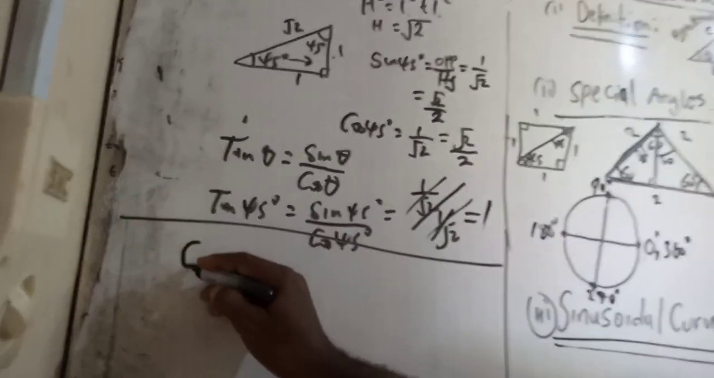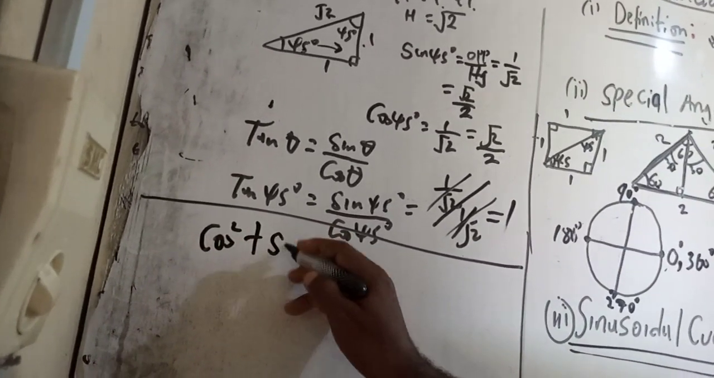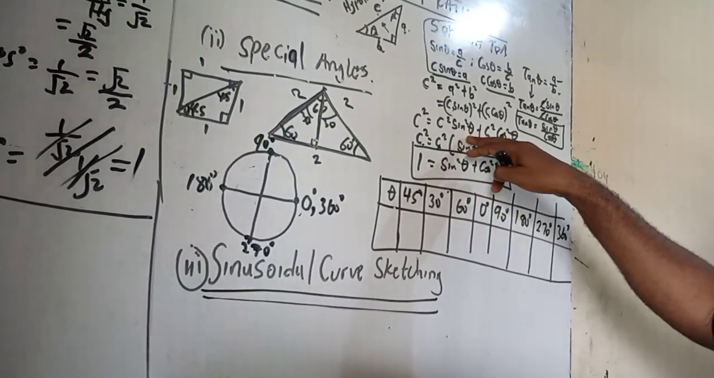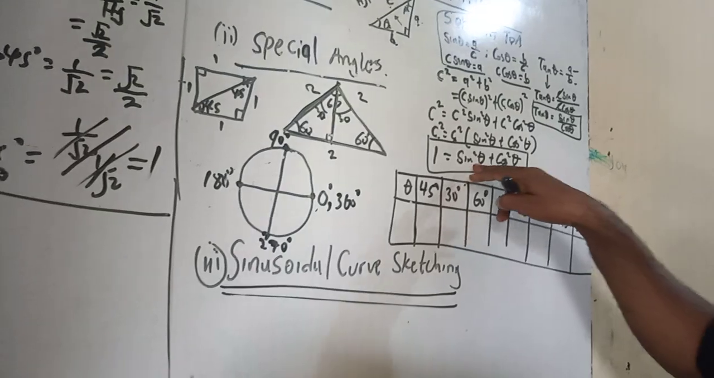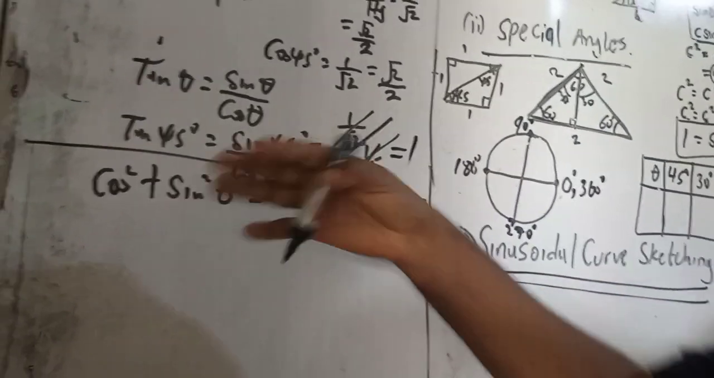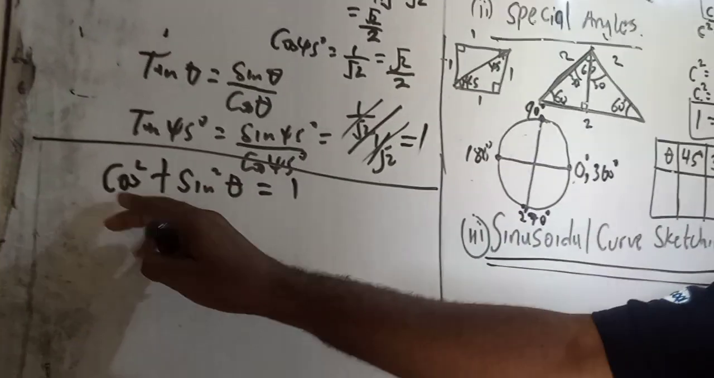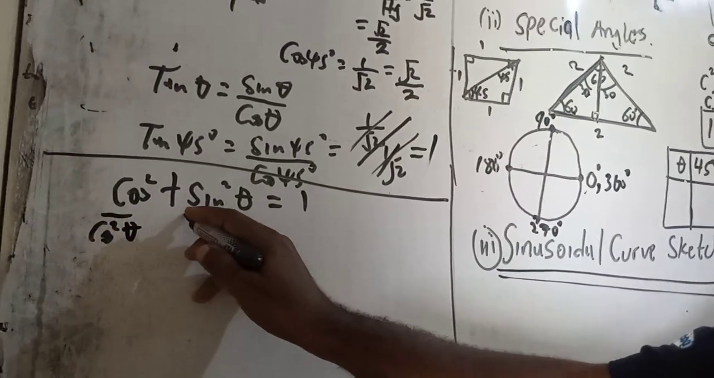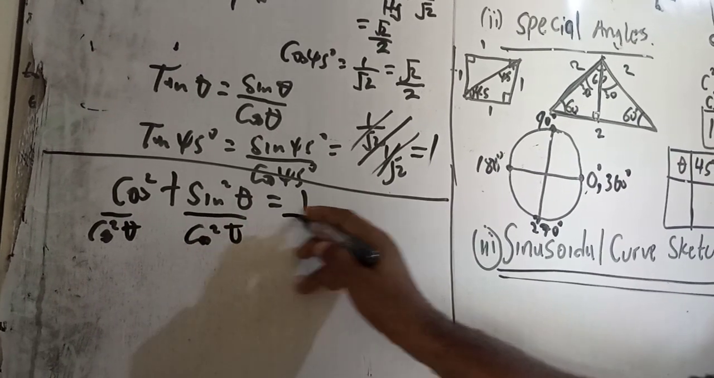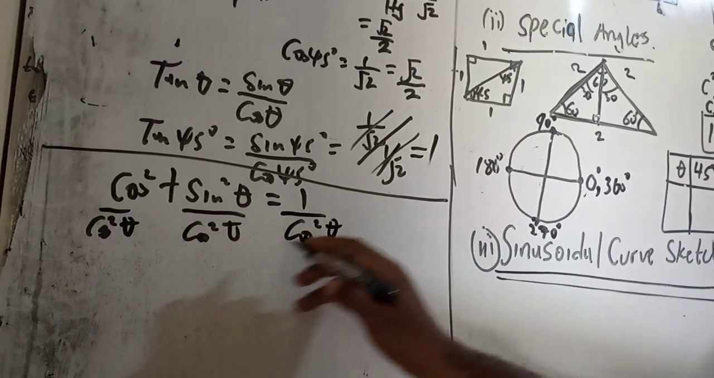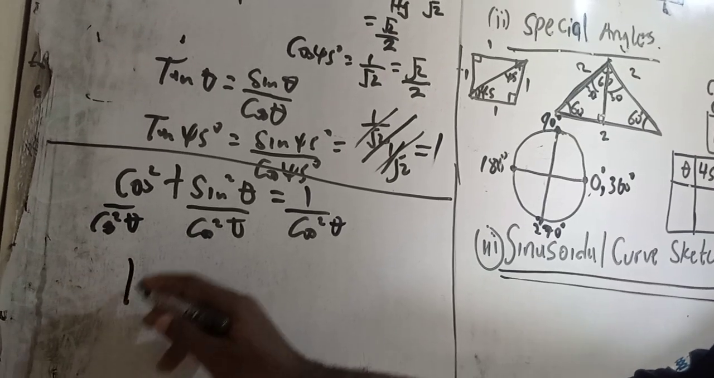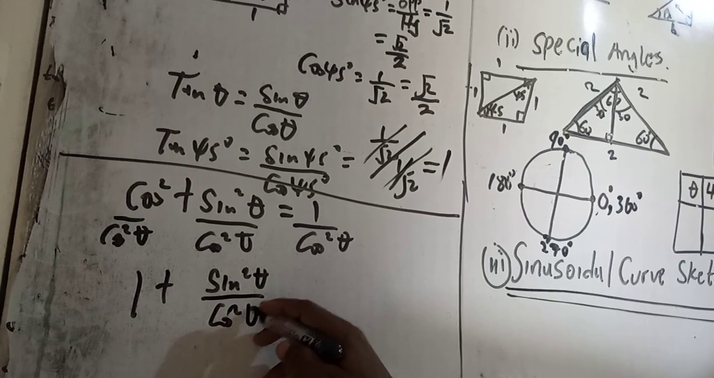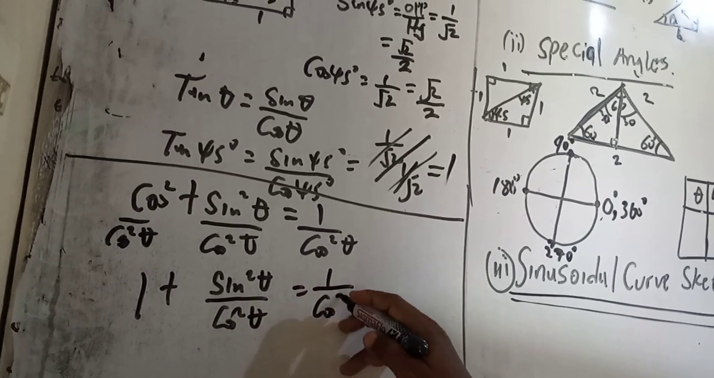I've established the fact that cos square theta plus sine square theta is equal to 1. That's what I established here in the proving. So I want to generate some trigonometry ratio here. If you divide through by cos square theta, I'm going to have cos square theta all over cos square theta. So cos square theta divided by cos square theta will give you 1, plus sine square theta all over cos square theta, is equal to 1 over cos square theta.